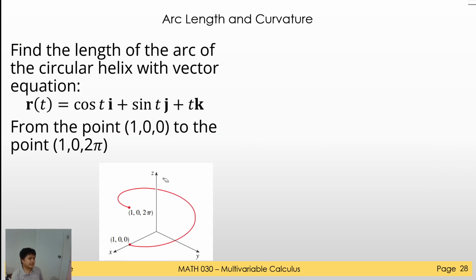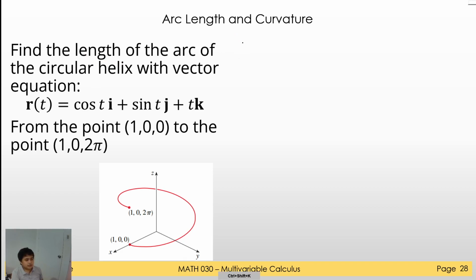So we want to find the length of the arc of this circular helix with this given vector equation, from point (1, 0, 0) to (1, 0, 2π). Okay, so we started from this and then we have this direction, rotating and twisting from (1, 0, 0) to (1, 0, 2π). Now, how do we find the arc length?